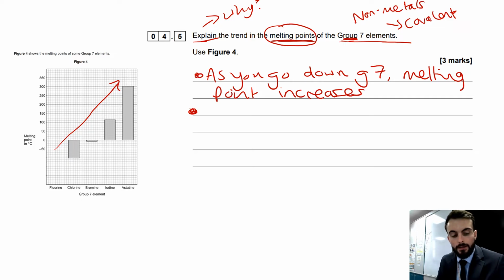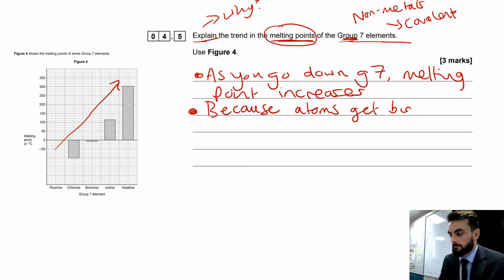Then we've got to say why. So first thing we can do is talk about, well, what else increases as you go down the group? Think about the atoms themselves of fluorine, then chlorine, and bromine, because the atoms get bigger. Right? And if the atoms are bigger, what's that going to do to those weak intermolecular forces? They're going to be stronger because of the bigger atoms. So your last mark is, therefore there are more intermolecular forces.